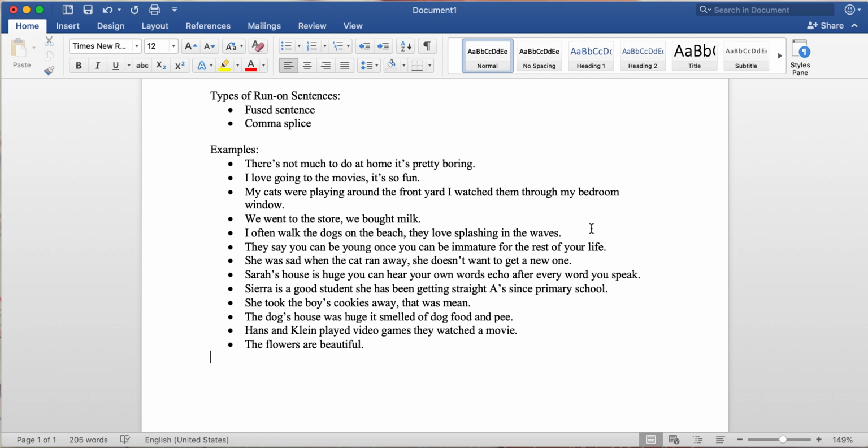And the last one, the flowers are beautiful. They brighten the room. And this one is a comma splice. My example was supposed to be: the flowers are beautiful. They brighten the room. As you can see here, what it needs is a coordinating conjunction. So the flowers are beautiful and they brighten the room.